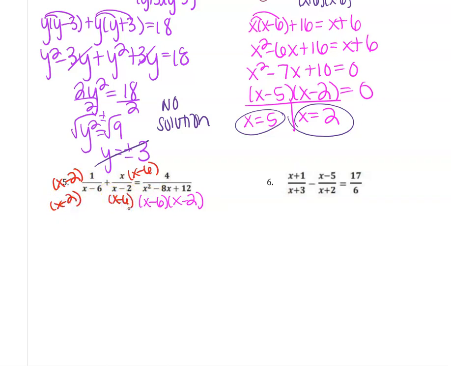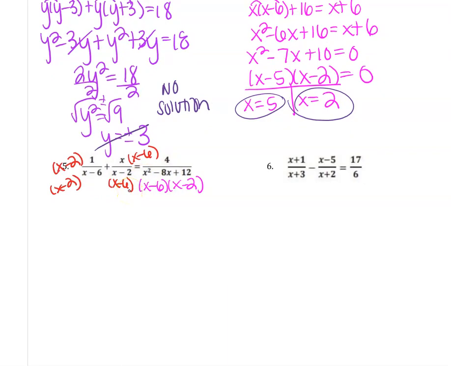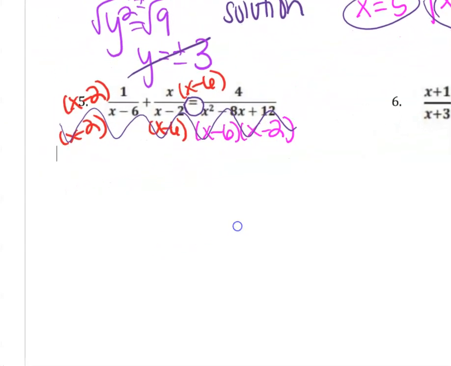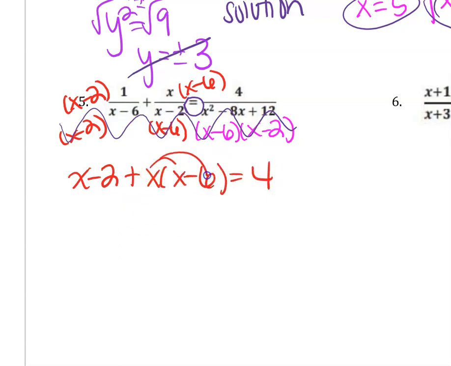Every time I'm doing this, I'm technically multiplying the top and bottom, just so that you guys are aware, but I'm really just manipulating the numerator to solve. All right, when the problem equates, I can drop the base. I'm going to zoom in here. So 1 times x minus 2 is just x minus 2, plus x times x minus 6 equals 4.